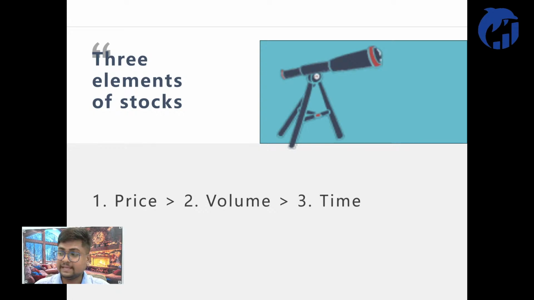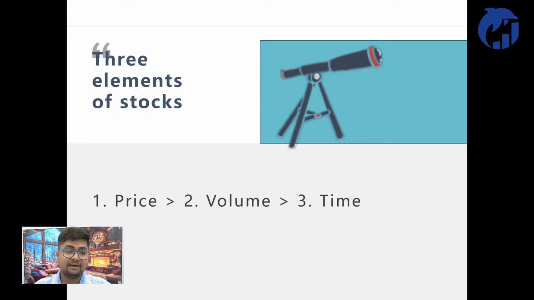We look at the price, which is the most critical factor to determine the entry and exit level. Secondly, we have volume, where we are able to confirm the strength of price movement. Thirdly, we have time. The timing of entry and exit is essential for maximizing profit. This is the most important thing.